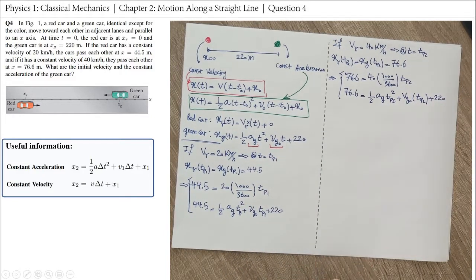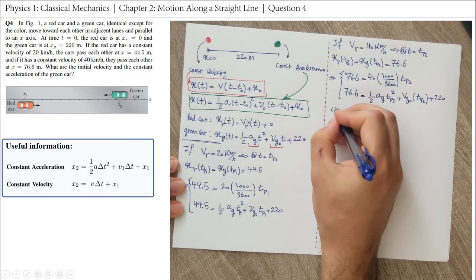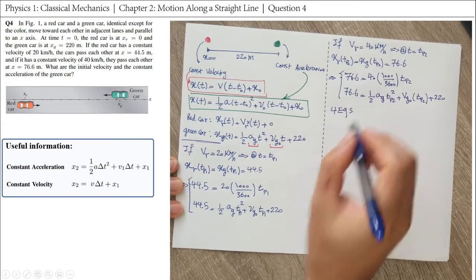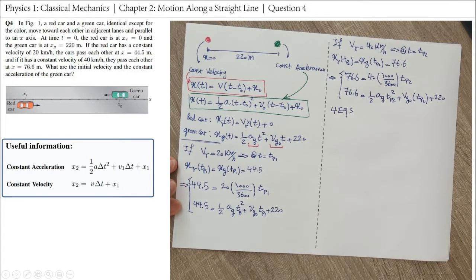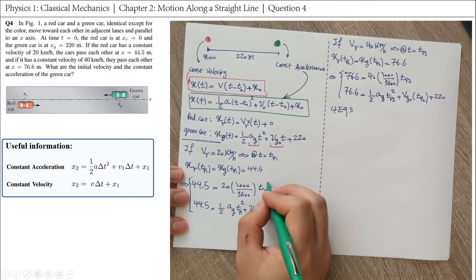Okay, now let's see, we have one equation, two equations, 3, 4. So in total, we have four equations. And let's see how many unknowns we have. Well, we have tp1 is unknown.